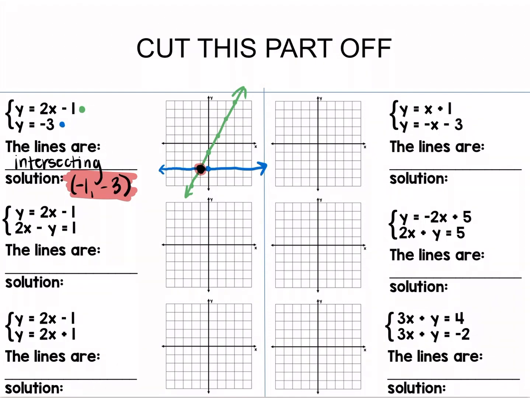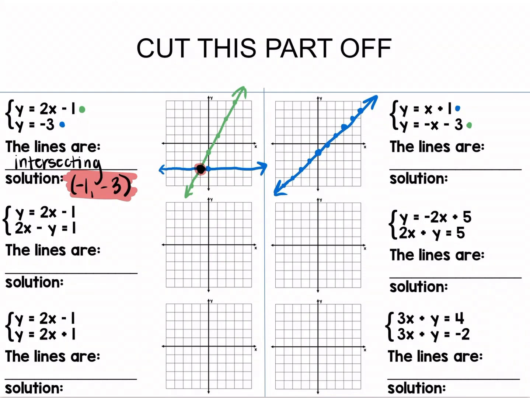y equals -x minus 3. Again, I'm going to label blue and green. So y equals x plus 1, 1 is my y-intercept, my slope is 1 over 1. So I'm going to go up 1 to the right 1, or down 1 to the left 1. Again, you don't have to draw this many lines if you don't want to, but you do need to cover the whole graph and make sure it is accurate, so it needs to be straight.